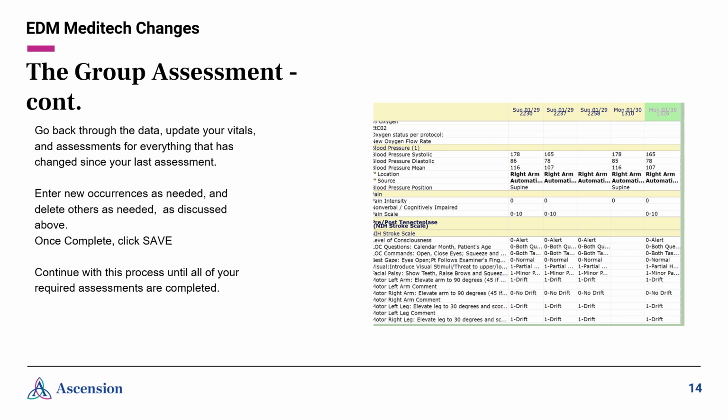Update your vitals and the assessments for everything that has changed since your last assessment. Enter new occurrences as needed and delete others as needed, as we did above. Once complete, click Save at the bottom and continue this process until all of your required assessments have been completed.